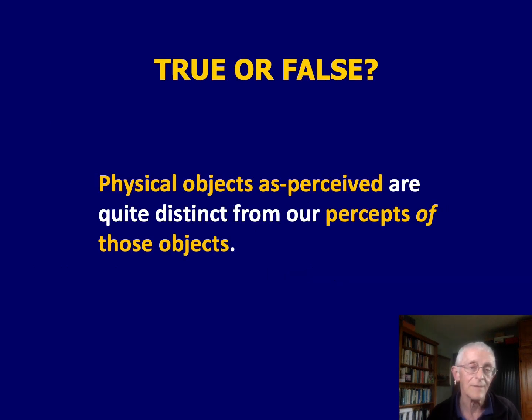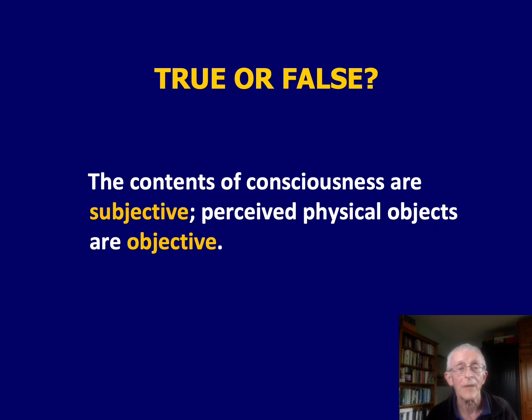In beginning to think about these things, I think it's very useful to start off with one's own presuppositions about these basic things. So what I'm going to do is present a series of slides, some very simple statements. And for the purpose of this exercise, simply decide for each statement whether you intuitively think that the statement is true or false. So the first statement here is, physical objects as perceived are quite distinct from our percepts of those objects.